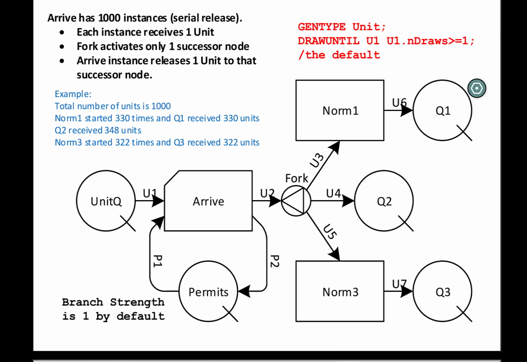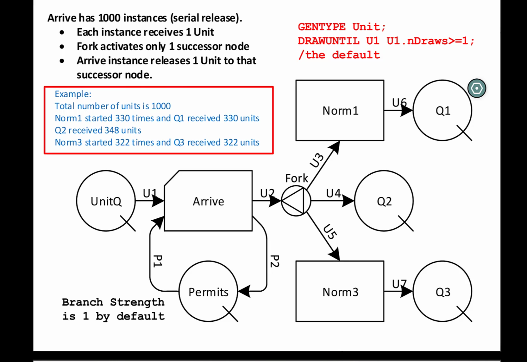Thus, this model will create 1000 instances of activity arrive, and each of the succeeding nodes norm1, Q2, and norm3 will be activated on average about 333 times. A possible example outcome is that norm1 could start 330 times, in which case Q1 will receive 330 units, Q2 will receive 348 units, and norm3 could start 322 times, which means Q3 will receive 322 units.